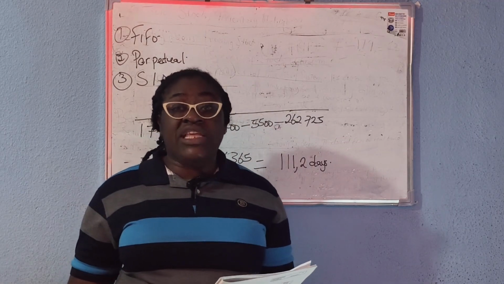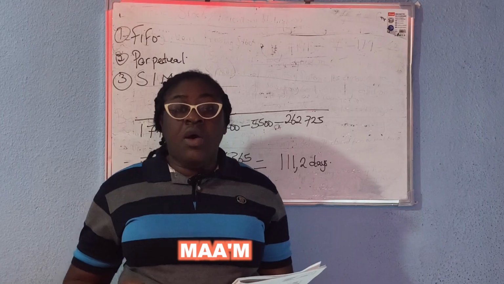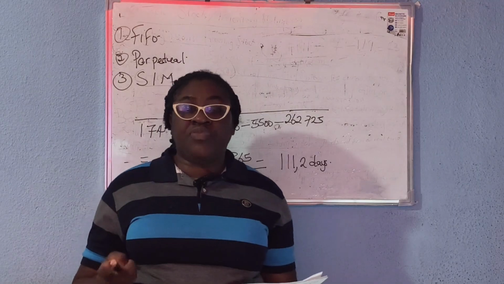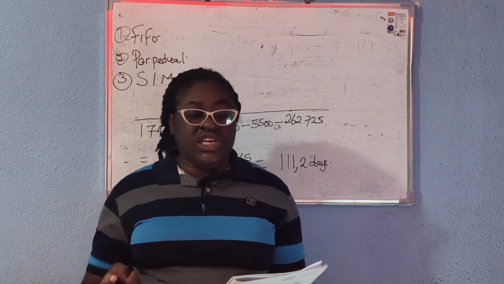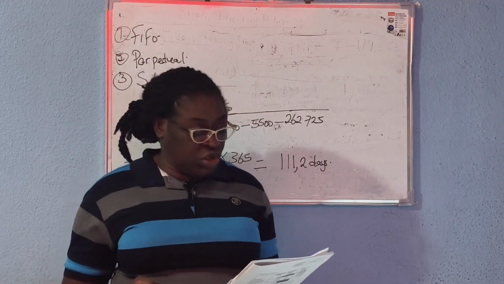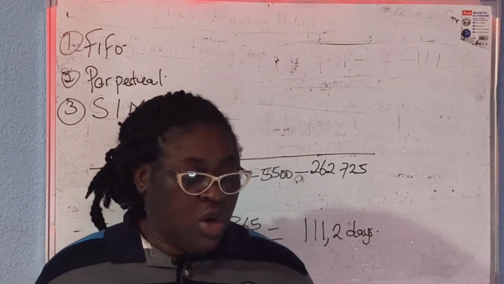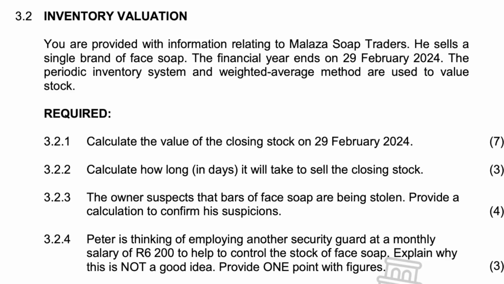The question again is adapted from Gauteng Prelim Paper 2 2024, and we are looking at question 3. For now, we are going to move on to question 3.2.3. The owner suspects that bars of face soap are being stolen. Provide a calculation to confirm the suspicion.